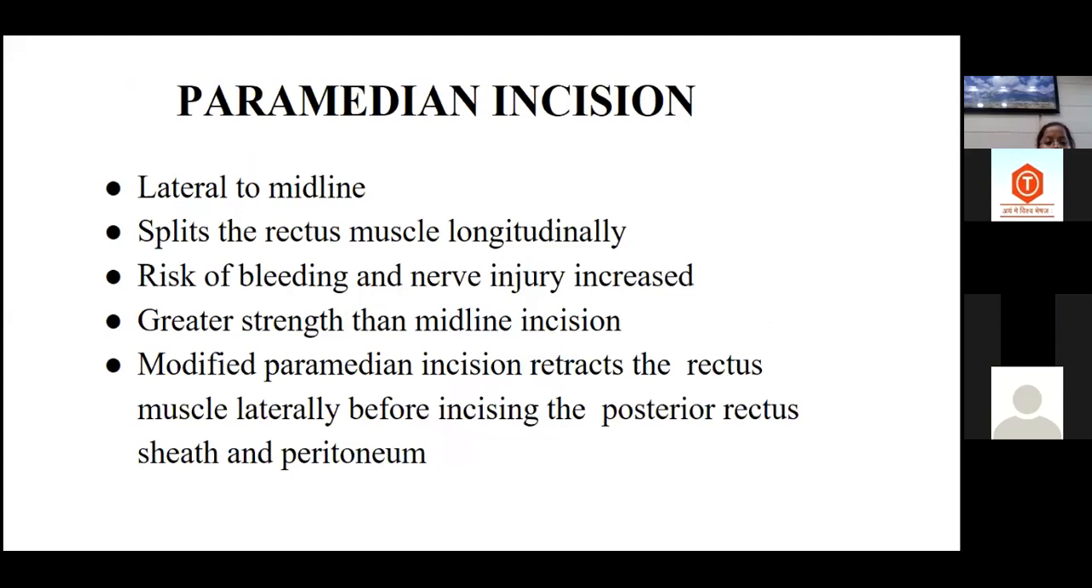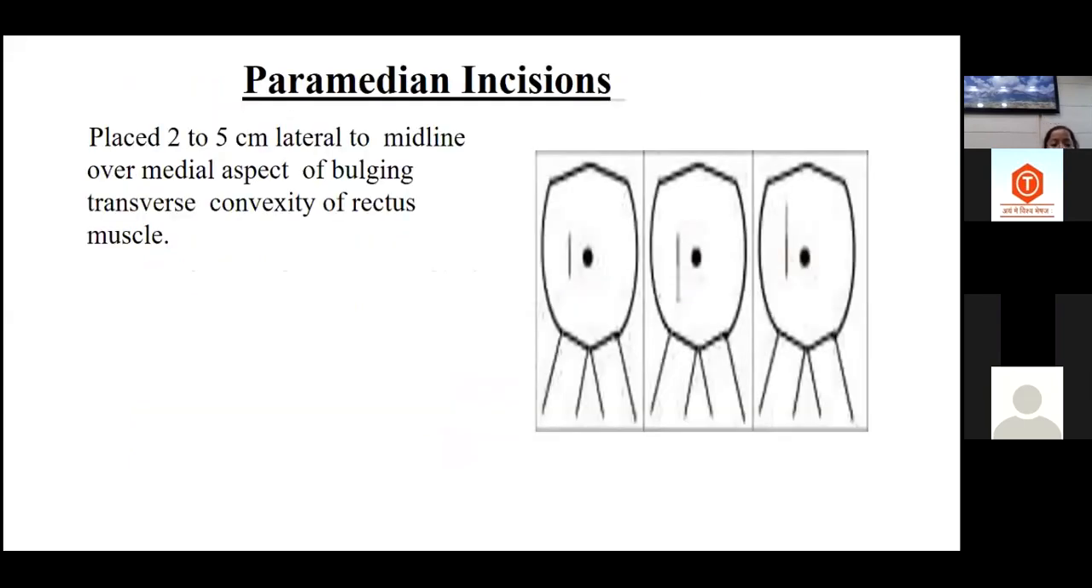Paramedian incisions are lateral to midline. They split the rectus muscle longitudinally. Risk of bleeding and nerve injuries are increased in paramedian incisions. They have greater strength than midline incision. Modified paramedian incision retracts the rectus muscle laterally before incising the posterior rectus sheath and peritoneum. The paramedian incisions are placed 2 to 5 centimeters lateral to midline over the medial aspect of the bulging transverse convexity of the rectus muscle.